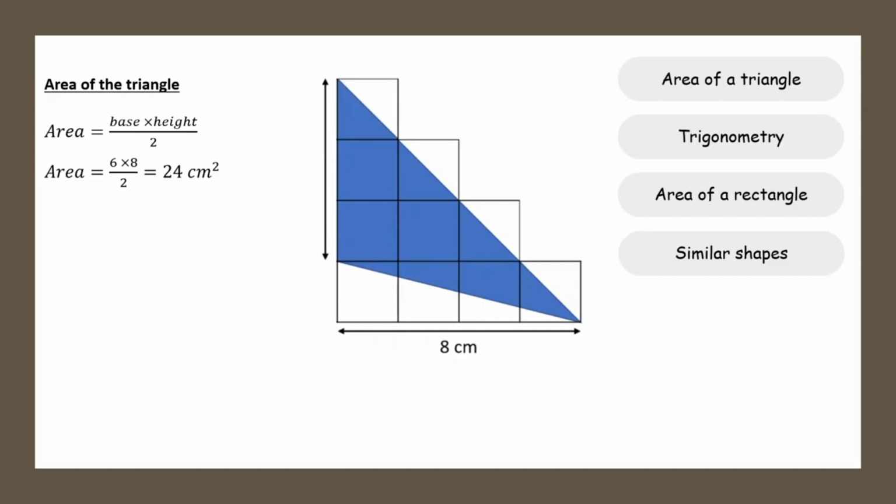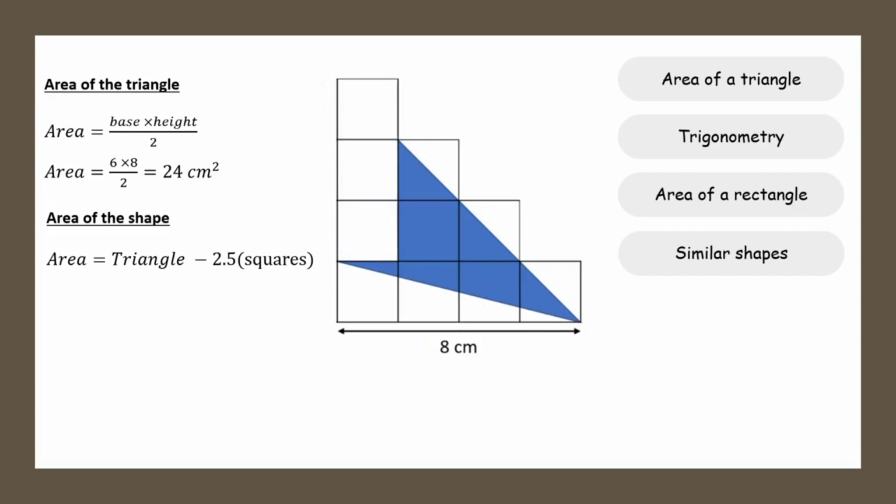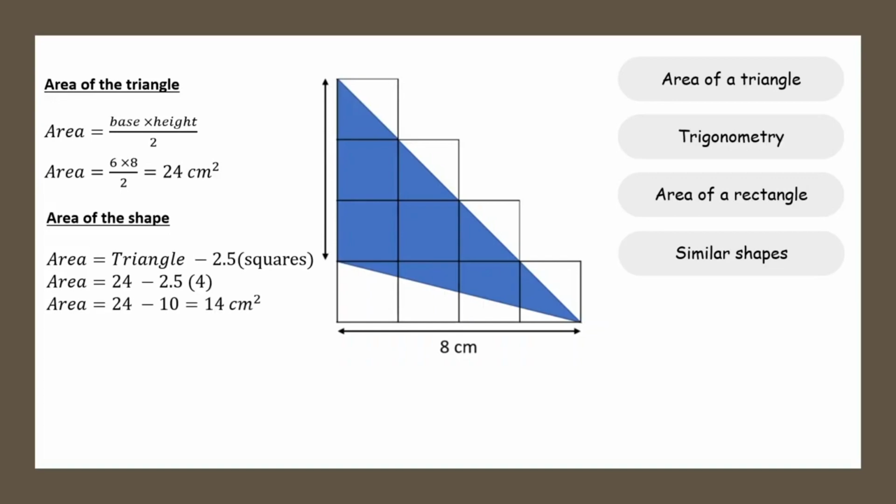What do I need to remove from that to get back to the original shape? Well, I added an extra 2.5 squares. So the area that I want will be my triangle area minus 2.5 of these squares. We already noticed right at the very beginning that the area of a square is 4 centimeters squared. So it's my 24 minus 2.5 times 4 centimeters squared. 24 subtract 10, 14 centimeters squared. The area of the blue shape, 14 centimeters squared.